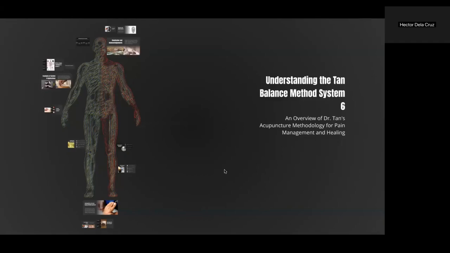Understanding the Tan Balance Method System 6, an overview of Dr. Tan's acupuncture methodology for pain management and healing.